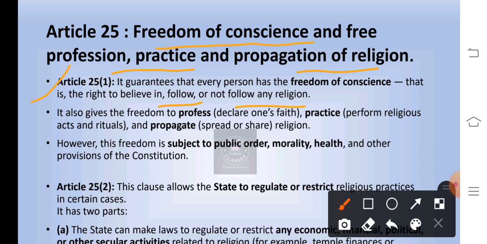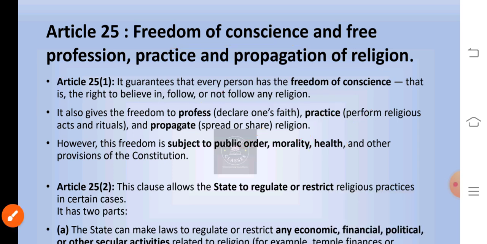It also gives the freedom to profess, that is, declare one's faith, and practice, perform religious acts and rituals, and propagate, that is, spread or share religion. But in the name of propagation, you should not force someone to convert to your religion. It is against public order, morality, and your practice of religion should not harm your health or others' health too. So these are reasonable restrictions on Article 25.